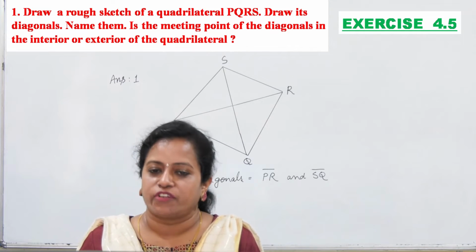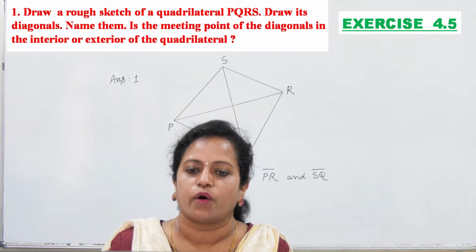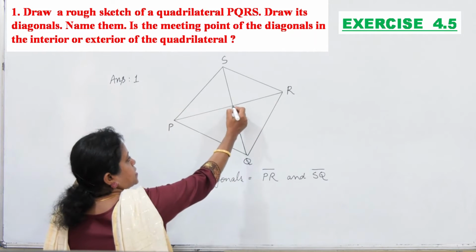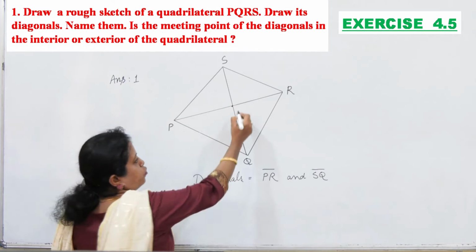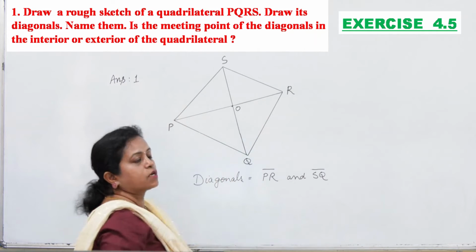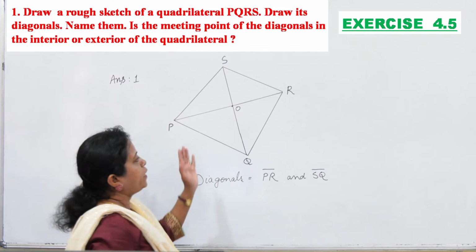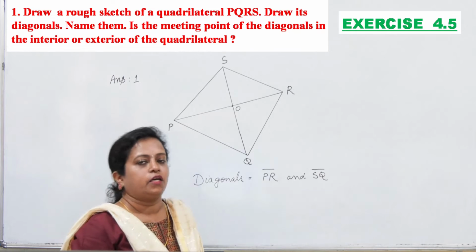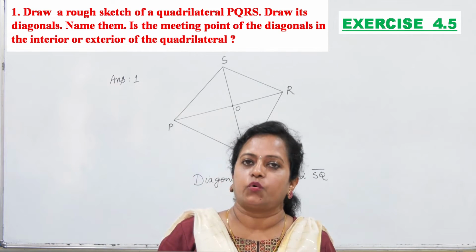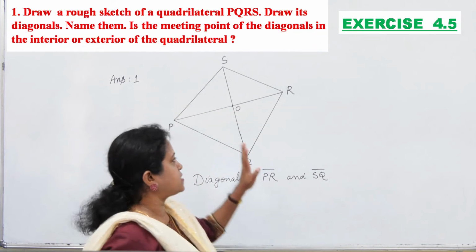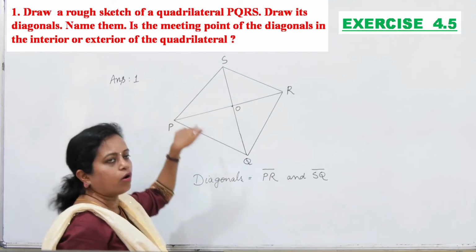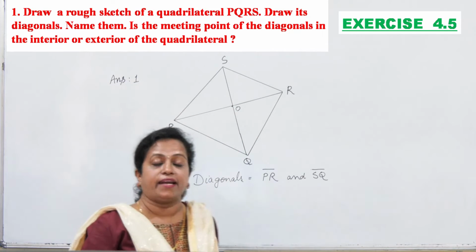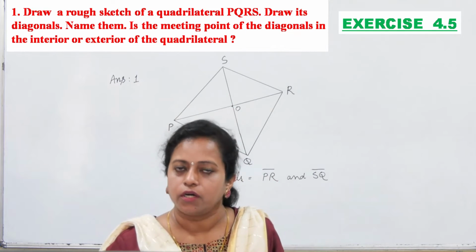Is the meeting point of the diagonals in the interior or exterior of the quadrilateral? That is the last part of the question. You can see that the two diagonals meet at this point. If you want, you can name it as O. So where do you find this point O? Do you find it in the interior or exterior? We have learned that in a polygon you can define three regions as interior, exterior or on. Here you find that the point O clearly lies in the interior of the quadrilateral.